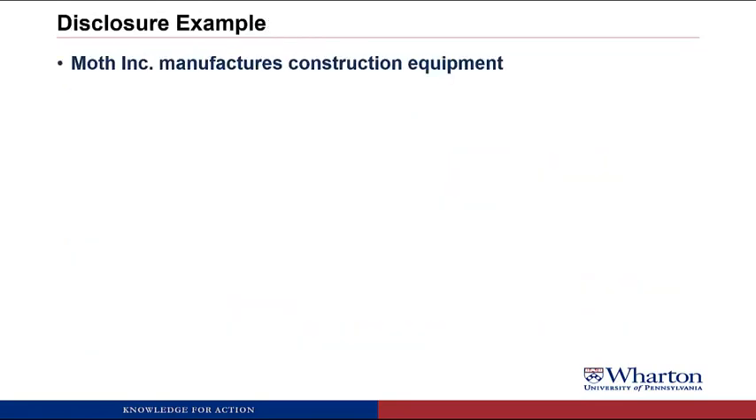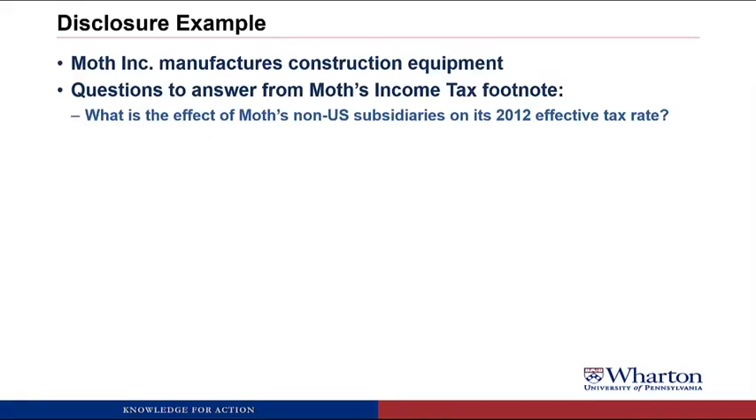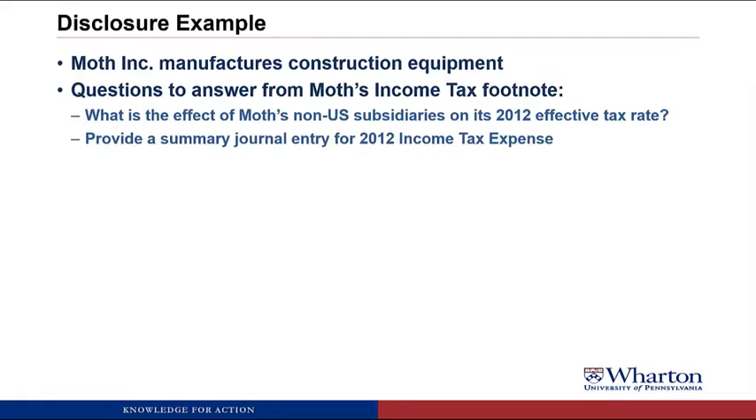So the company that we're going to look at in our disclosure example is Moth Incorporated, which manufactures construction equipment. The questions we're going to try to answer from the footnote disclosure are, what's the effect of Moth's non-US subsidiaries on its effective tax rate? We're going to try to do that summary journal entry for income tax expense, where we do income tax expense, income tax payable, and all the deferred taxes.